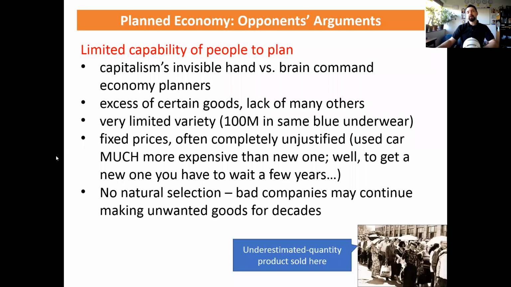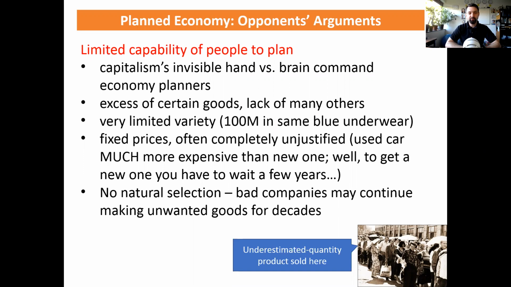Now, one of the reasons also that planned economy is a problem is because people have a limited ability to plan. If you ask a group of people, even if it's a group of very smart people, to plan an entire economy for a country, they inevitably will make mistakes. They will simplify. It's hard. You will end up with some products overproduced and some underproduced. And just like in the former Soviet Union, there will be long lines, queues, to buy products.